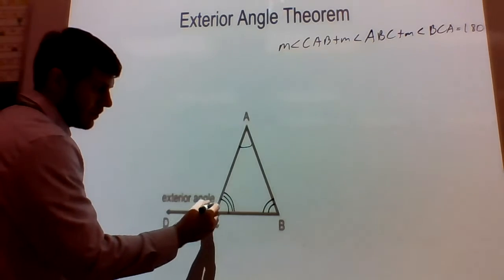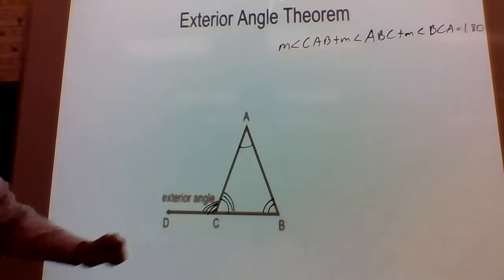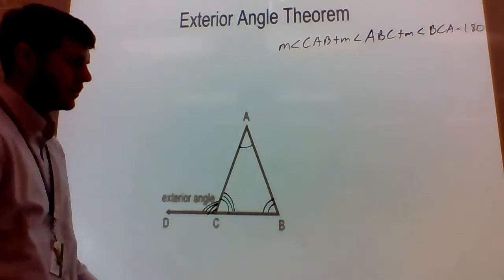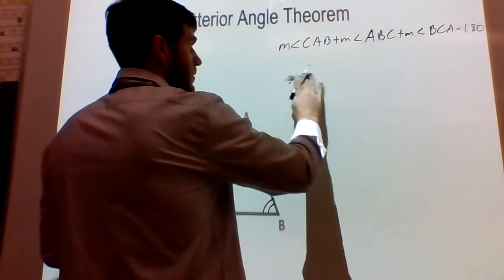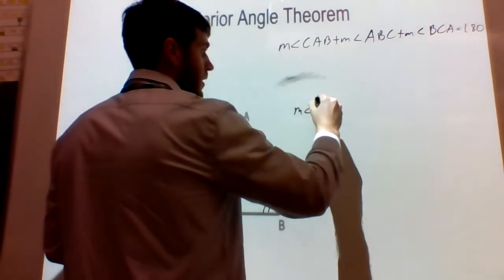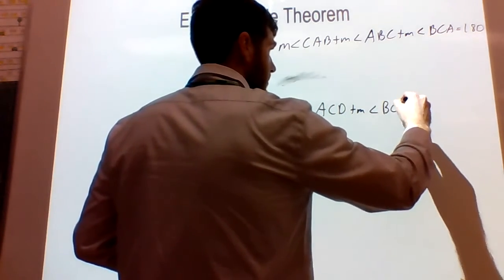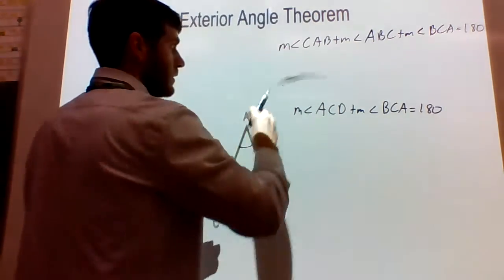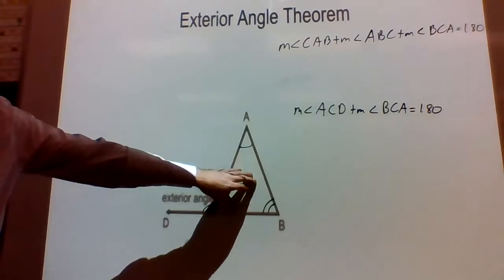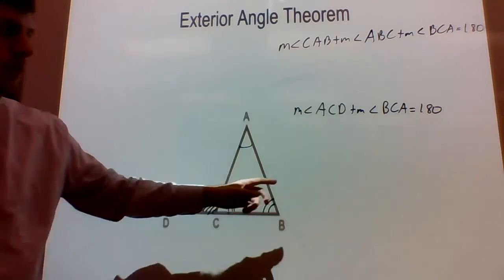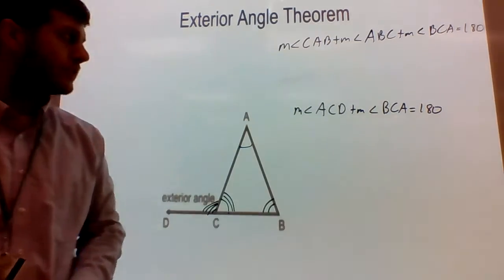The other relationship we have here is between these two angles, angle ACD and angle BCA, which form a linear pair. We know linear pairs are supplementary, so the measure of these two angles is going to add up to 180 degrees. So the measure of angle ACD plus the measure of angle BCA is going to equal 180 degrees. Okay. The sum of the interior angles of the triangle adds up to 180 degrees. Linear pair, so these two angles also add up to 180 degrees.